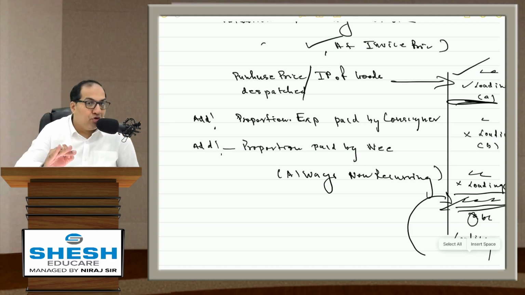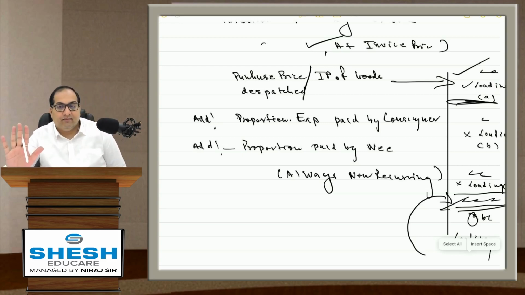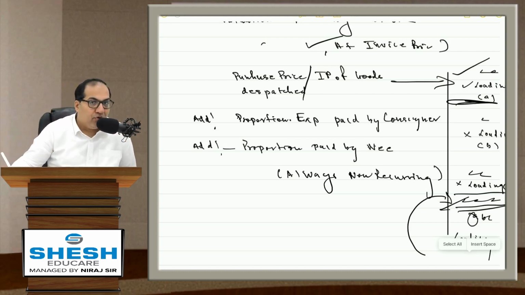It is the proportionate actual expenses paid by consignor and consignee for taking the delivery of the goods and carrying the goods to the place of sales. So when it is actual proportionate expenses paid by consignor as well as consignee for taking the delivery of the goods and carrying the goods to the place of sales, it is actual expenditure incurred. It can never include loading.